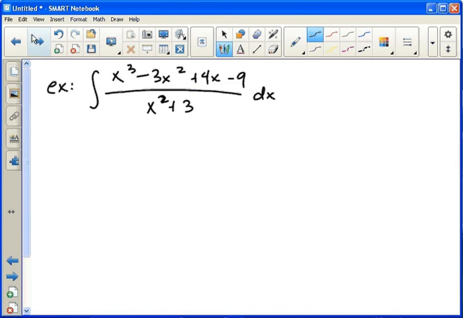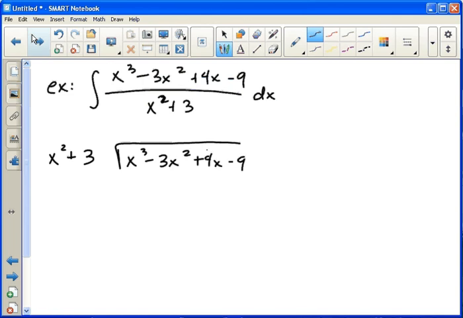And this one looks pretty fun, right? X squared plus 3 divided by x cubed minus 3x squared plus 4x minus 9. So x squared goes into x cubed x times. It helps you just actually divide. X cubed divided by x squared, that cancels out all but 1x. X times x squared is x cubed. X times 3 is 3x. So notice I always line these up. I put the x with the x's, the x squared with the x squared, and so on.